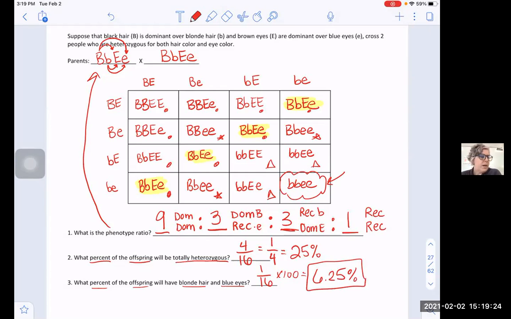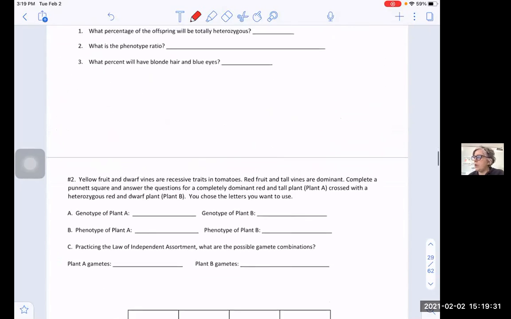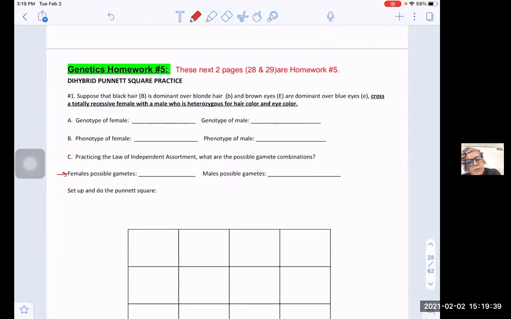All right, so your homework for tomorrow is the next 2 pages. So you are being given a scenario of 2 parents. So you're going to have to first write down the genotypes of the parents and then their phenotypes. So remember, genotype means what alleles do they have? So we're asking what alleles does the female have? And they're saying she's totally recessive for hair color and eye color. Totally recessive means she's homozygous recessive for both. Phenotype is asking what does she look like?